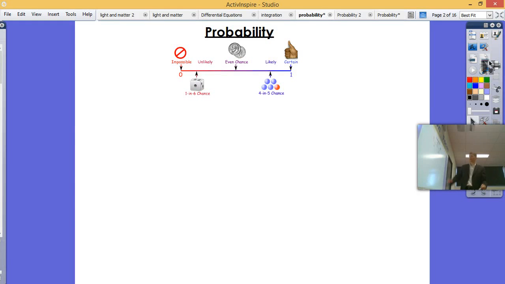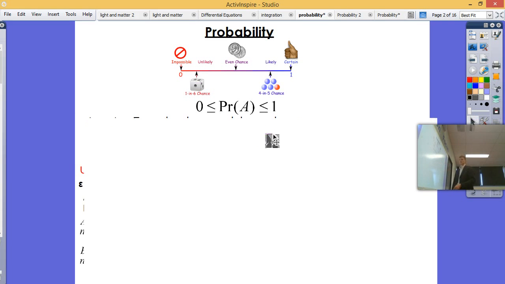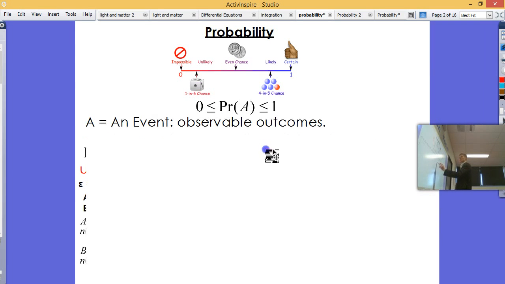Let's talk about probability, on a scale from 0 to 1. Of course, 1 is certain, a 100% chance. 0 is 0 chance. We're going to express probability as fractions, as decimal numbers, as percentages. So it's a number from 0 to 1. And let's say an event is some observable outcome.